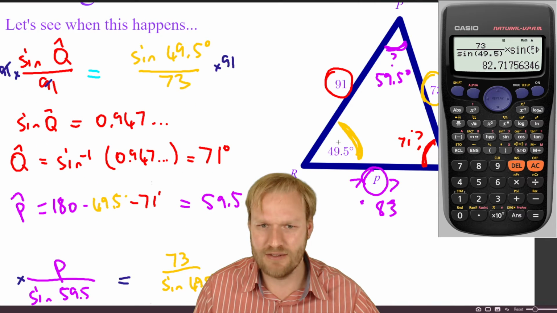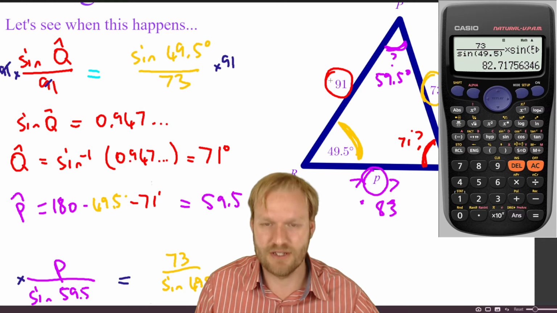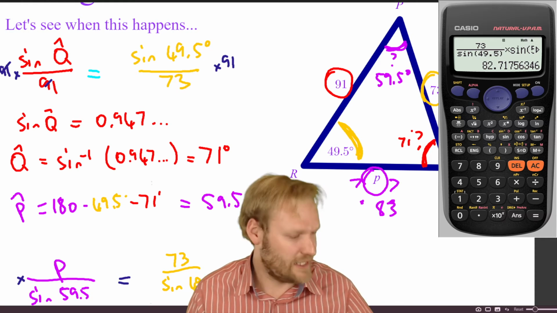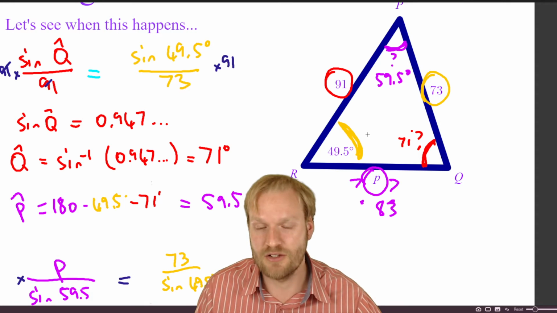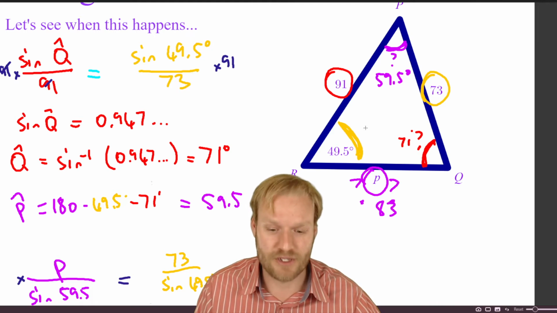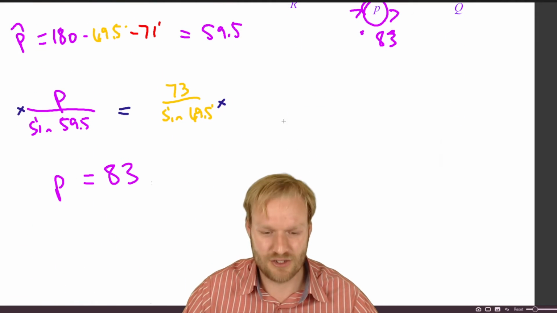Okay, it seems to make sense. The biggest angle is over here, the red one, so the side opposite it should be the biggest side. The smallest angle is here, so the smallest side is opposite the smallest angle. Just little bits to remember.